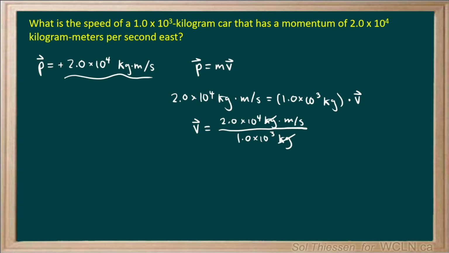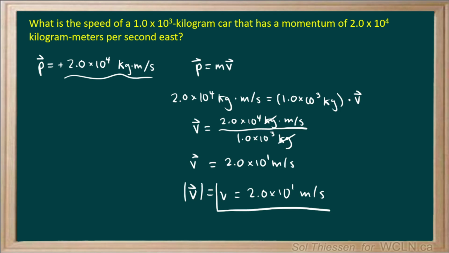The kilogram units cancel. 2 times 10 to the 4 divided by 1 times 10 to the 3 gives us 2 times 10 to the power of 1, and our units are meters per second. So this is the velocity with its direction, which is positive. In this case, we're only looking for the speed, which would be the magnitude of this velocity, so this value, but without a direction, which we would also just state as 2 times 10 to the power of 1 meters per second. So that's the answer to this problem.